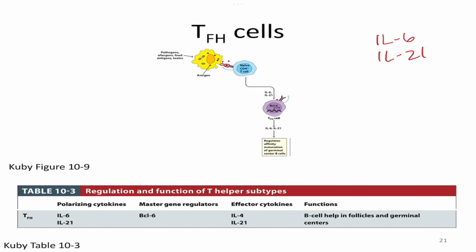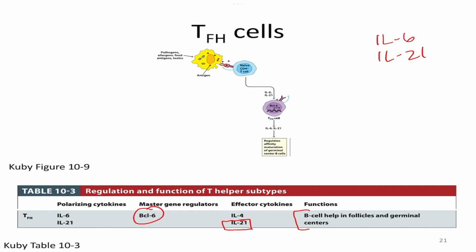When our Th0 naive T cell receives IL-6 and IL-21, that induces that cell to start making a transcription factor called BCL6. Once our cell starts making BCL6, that pushes it to become a T follicular helper cell. And this T follicular helper cell is now going to make the characteristic cytokine IL-21. And IL-21 is very important for activating B cells and helping with an antibody response.